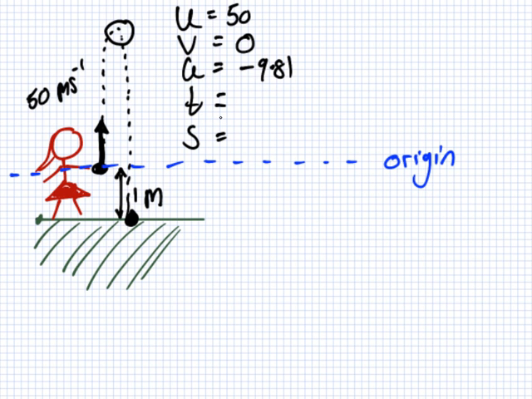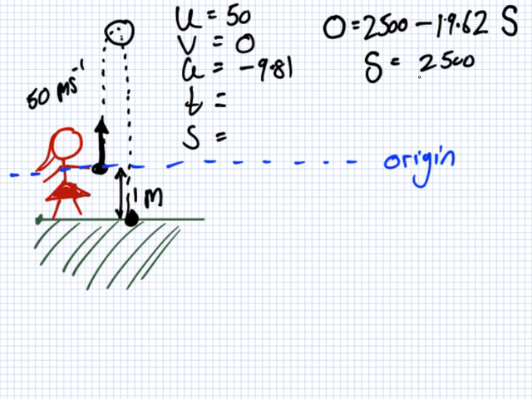If I'm looking for the S, let me see. V squared, is it? Yeah. So I can say V squared equals U squared plus 2AS. What's 9.81 times 2? Is it 19.62? Okay, 19.62. V squared equals U squared plus 2AS. So the S is 2500 over 19.62. What is that, please? Can someone give me the number here? I don't have my calculator open.